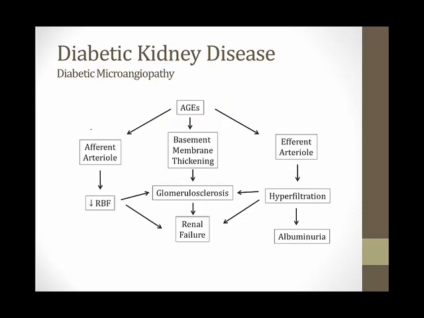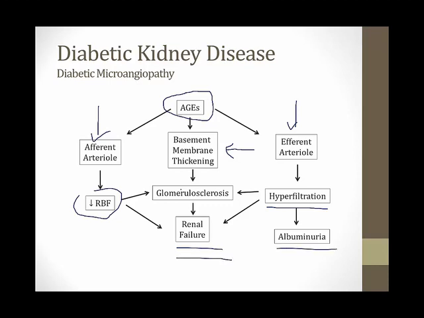You can basically think of diabetes as affecting three different portions of the kidney. Diabetes can affect the afferent arteriole, it can affect the efferent arteriole, and it can also affect the basement membrane. And AGEs have been shown to play a role in the pathology in all three of these areas. When the afferent arteriole becomes damaged, this can lead to decreased renal blood flow, and this can precipitate renal failure. When the efferent arteriole is damaged, this leads to hyperfiltration. We'll talk more about this on the next slide. That can lead to albumin in the urine and also to renal failure. And when the basement membrane becomes thickened and damaged, this can lead to glomerular sclerosis, which is also involved in the development of renal failure among diabetics.